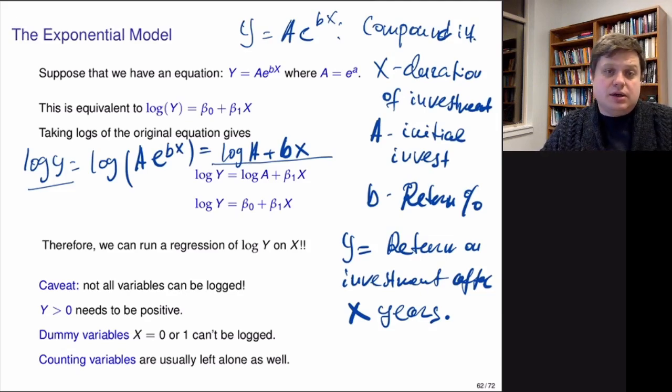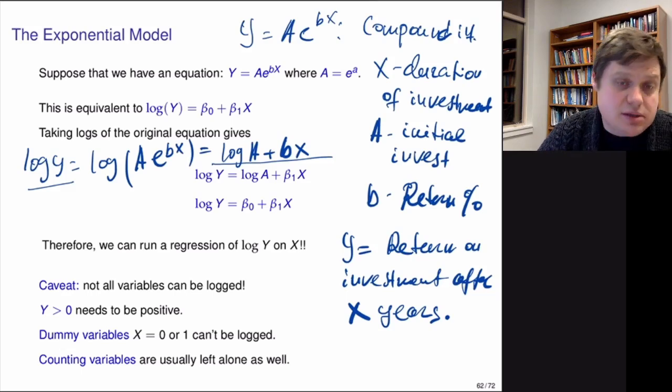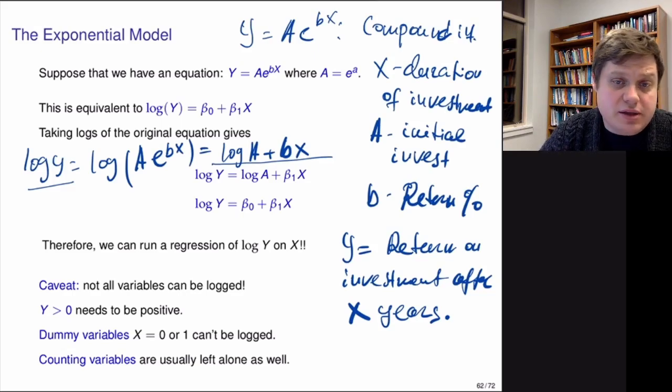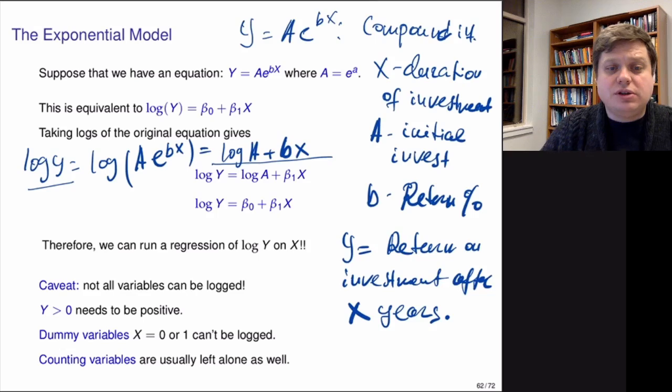The caveat here is that y has to be positive. The logarithmic function is not defined for negative numbers. The dummy variables, when x is either 0 or 1, cannot be logged either, just because of that. They can take values of 0. And usually counting variables, so variables that count some items, are usually left as is. We don't put them on the logarithmic scale.